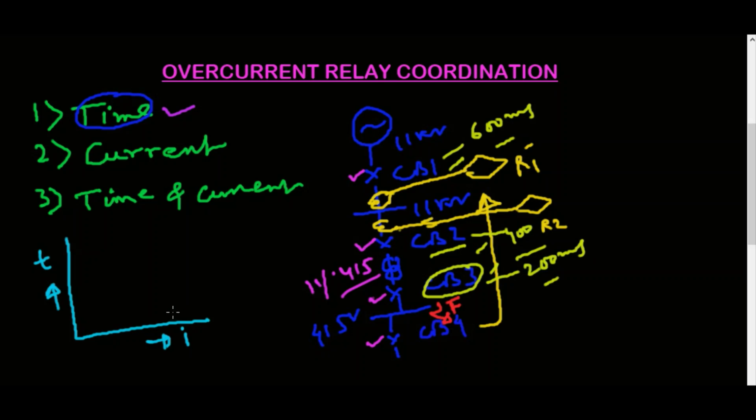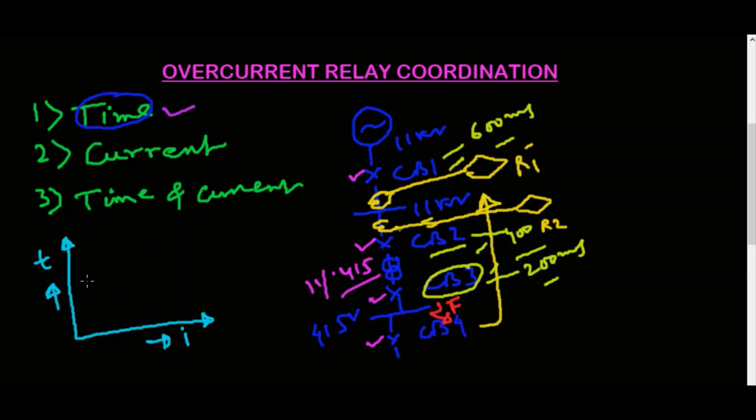This is the only curve where the time is indicated in the y axis. In any other curves you will see the time is in the x axis, but in the time current characteristic curve, the TCC curve, the time is on the y axis and current is on the I axis. Whenever we are discriminating the protective relay devices based on this time, let's see carefully.